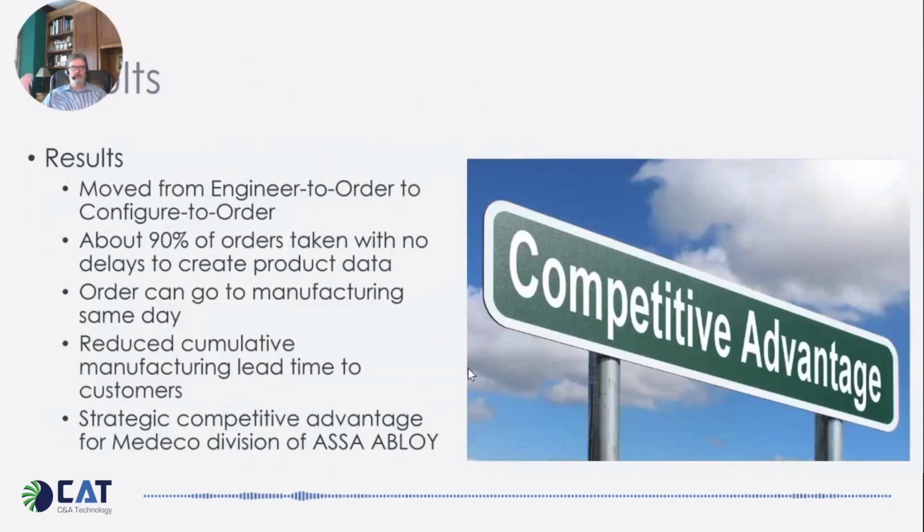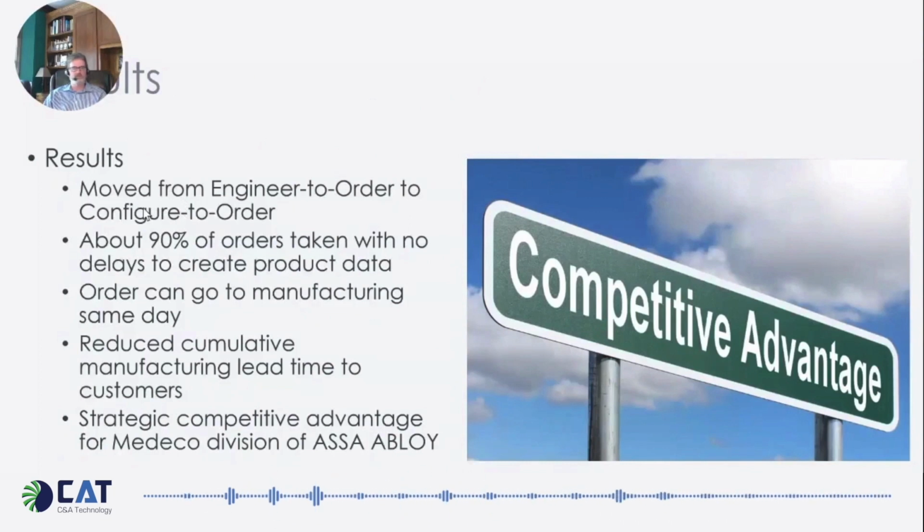So what were the results? We moved the organization from an engineer-to-order model to a configure-to-order model for their primary product. There were accessories and other things that weren't engineer to order; they were make to stock. But we had to move the primary product away from engineer to order, which was a lot more resource intensive and involved a lot more expertise, to more of an artificial intelligence process of ordering, where it's like ordering a pizza.